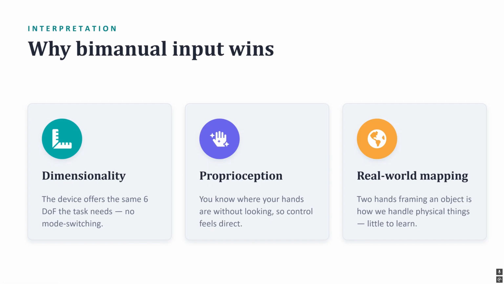So why does the bimanual interface win? Three reasons really stand out. First is the dimensionality. The device offers the same 6 degrees of freedom the task demands, eliminating mode switching. Second, proprioception. You know where your hands are without looking, so spatial control feels direct. And third, real-world mapping. Using two hands to position and frame an object is how we manipulate physical things, so there's almost nothing to learn. The performance gain is the payoff of removing the translation layer between intent and action.